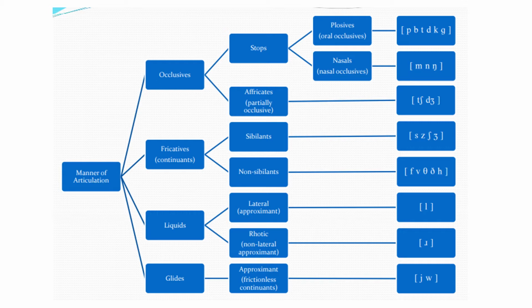And for nasal, there are m, n, ng. And affricates. Here the examples sound like ch, j. And then for fricatives, there are two types, sibilants and non-sibilants, and then liquids, divided into lateral and rotary. And the last one, glides, that is approximant, frictionless, continuant.